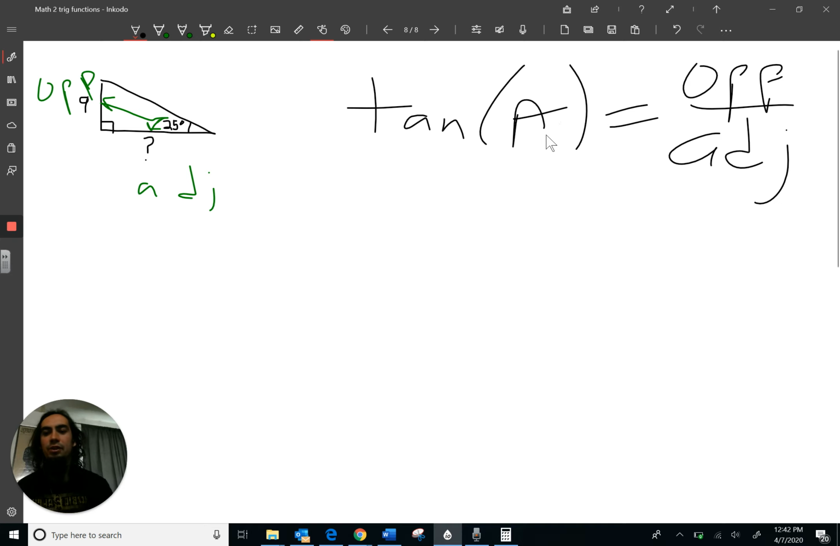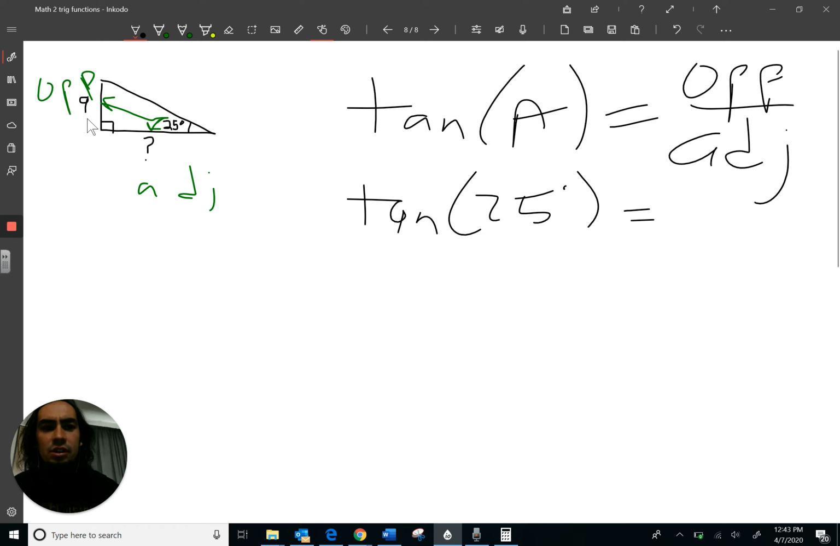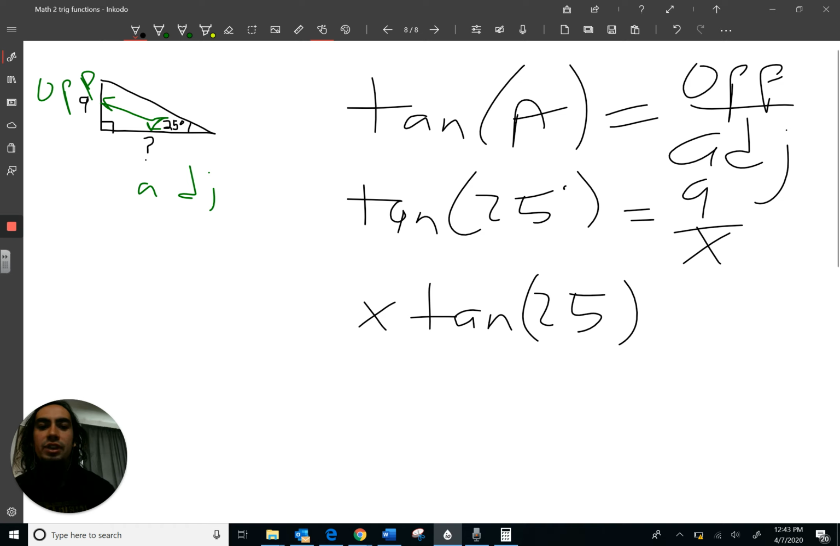Okay, so we're going to run through this one more time. It's going to be very similar to the last 2 questions. So by now, hopefully you get the hang of it. Tangent of A, our angle is 25. So I'm going to substitute 25 degrees in here. What's opposite? Opposite is 9. And what's adjacent? Adjacent is, well, we don't know. So that's x. So tangent 25 equals 9 over x. And we solve. I'm going to cross multiply, or multiply x to both sides, and that's going to give me x tangent 25 equals 9.